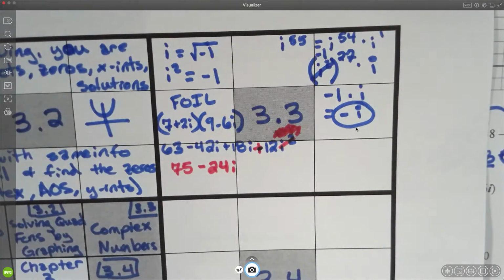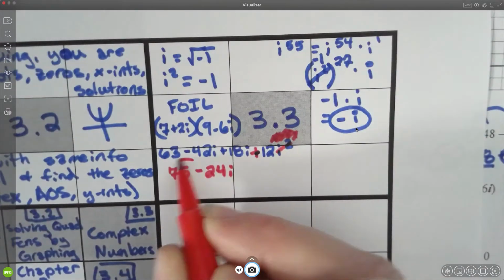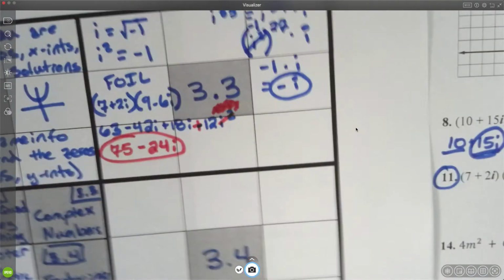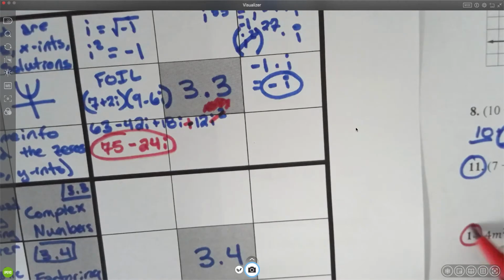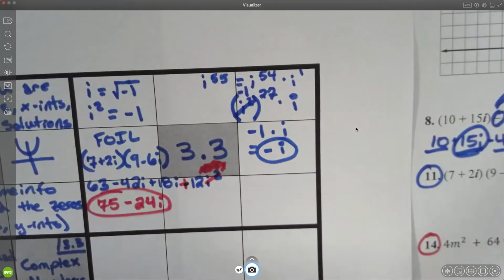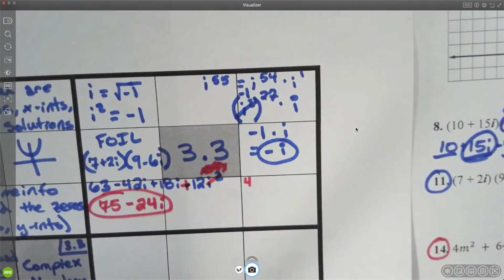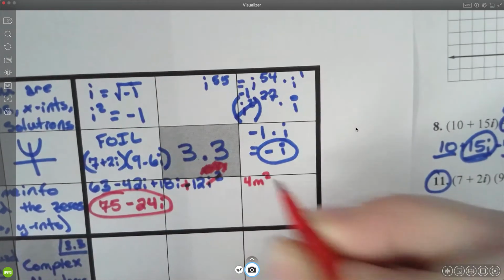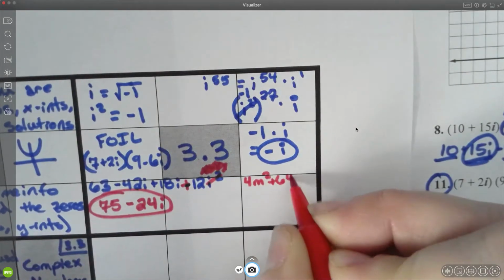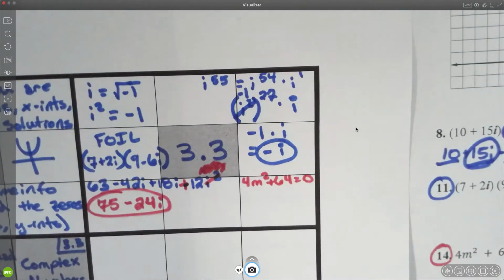All right, last example in this section that I'm going to do is number 14. 4m squared plus 64 equals 0. This is in the i section, so it's going to involve an i.